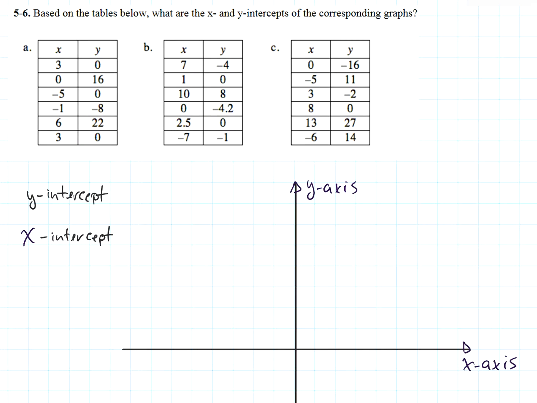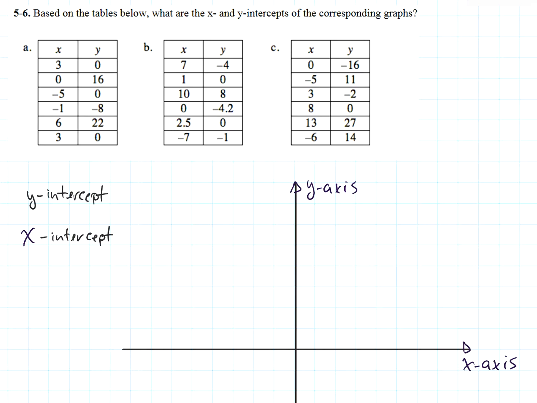So on question number 6, it says, based on the tables below, what are the x and y intercepts of the corresponding graphs? So we're just going to look at the tables. I don't think I need to graph these. But I do want to talk about x and y intercepts in general.